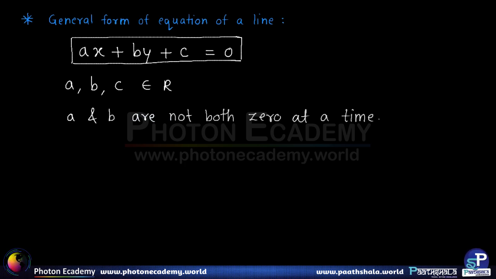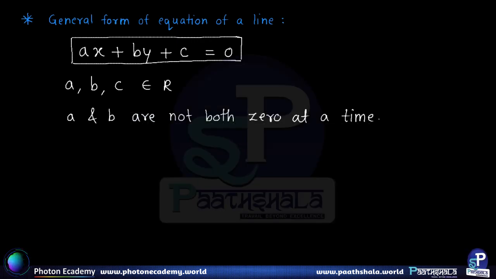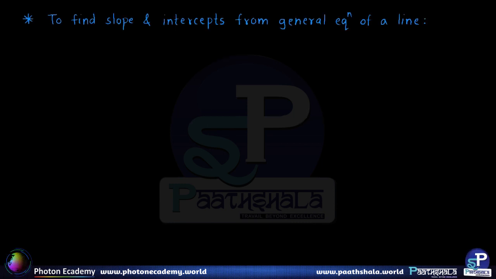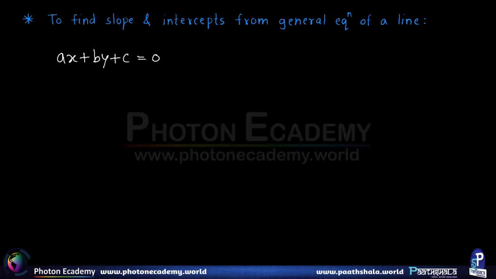Now the question comes that if we are given an equation of a line in this general form, how do we find out the slope of the line or the x and y intercepts made by the line on the axis? So let us see how to calculate the slope. Let me rewrite the general form once again, that is ax plus by plus c equal to 0, and let us first target to find out the slope of the line.